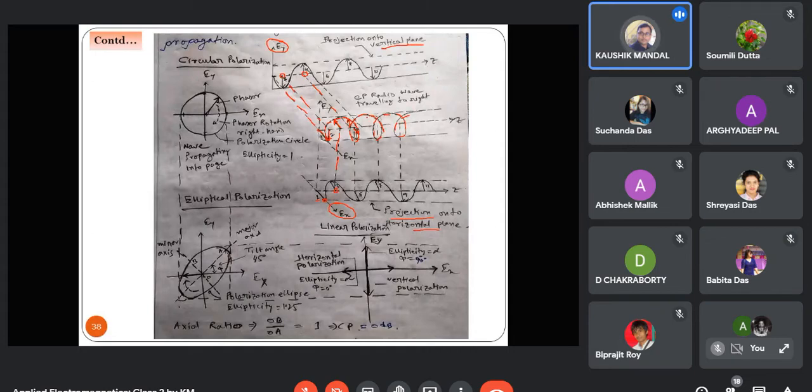Now from this superposition of the two components, if we consider the movement of the tip of the electric field vector, either we will get this type of elliptical rotation, or circular rotation, or this type of variation of the x component and y component. So better we start with this one.